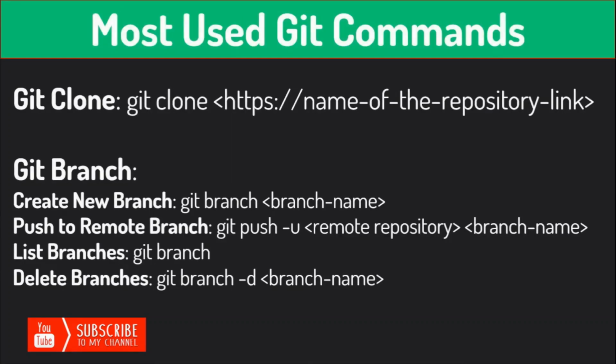Now let's see the most important Git commands. The first one is git clone. Bringing the repository which is hosted somewhere else to your local, we can use the git clone command. This is the syntax for that: git clone, and then we need to provide the link of the remote repository. Second one is git branch.